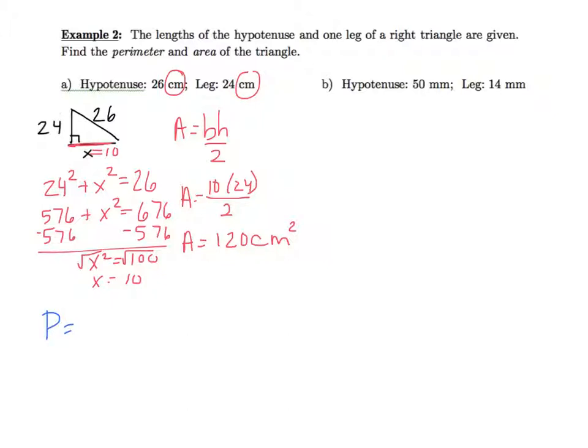Perimeter is adding up all the sides, so I have 24 plus 10 plus 26. So the perimeter of this triangle is 60 centimeters.